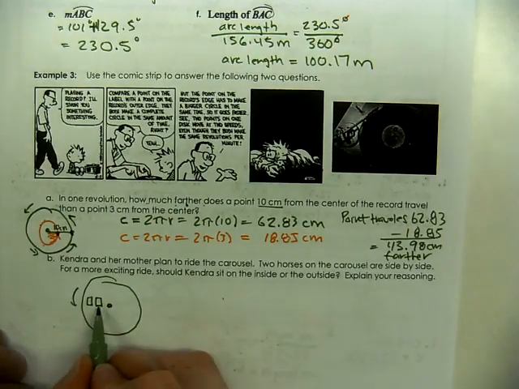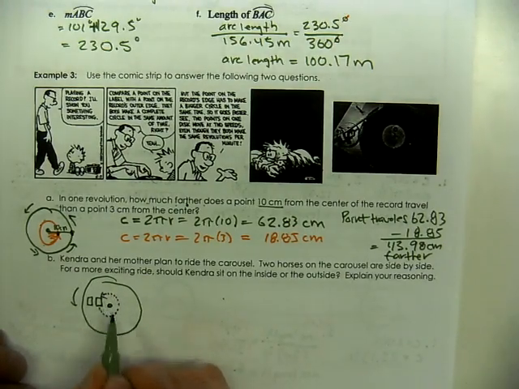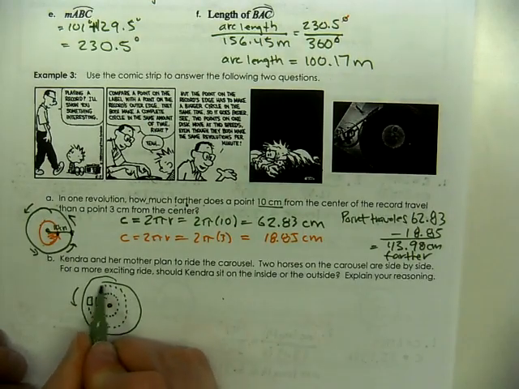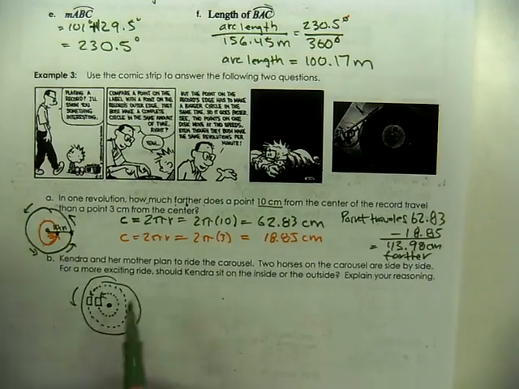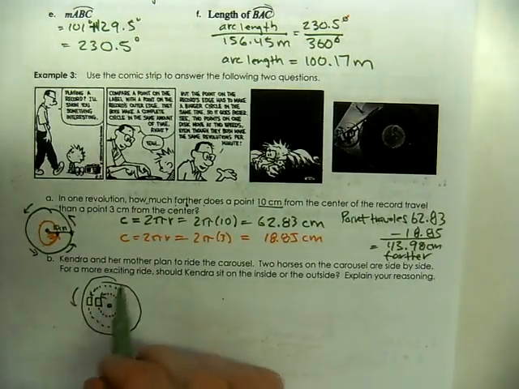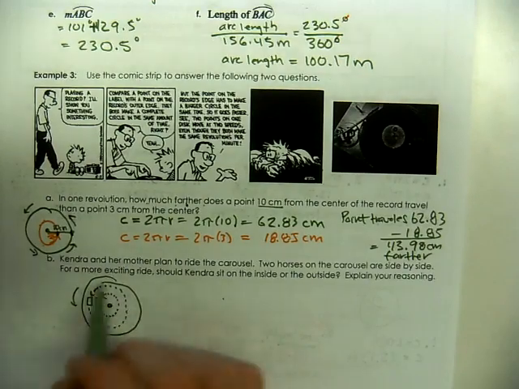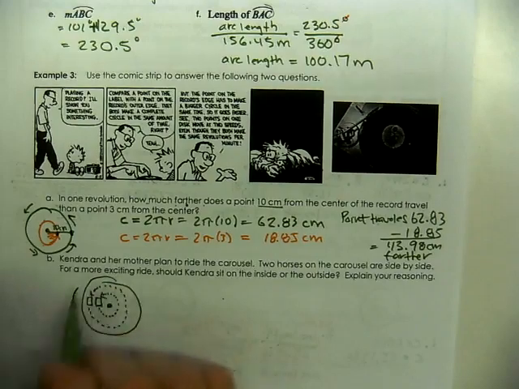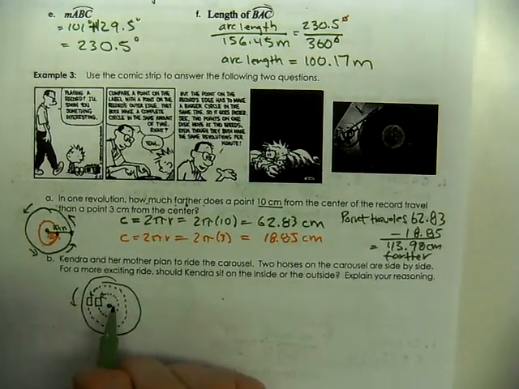If you are on the inside horse, this is going to be the path that you take. And if you're on the outside horse, this is going to be the path that you take. And it's a much bigger path. But the merry-go-round is going to be traveling at the same speed. Once it accelerates at the beginning of the ride, once you're in the middle of the ride, the merry-go-round isn't slowing down or speeding up. It's going the same speed over and over again.